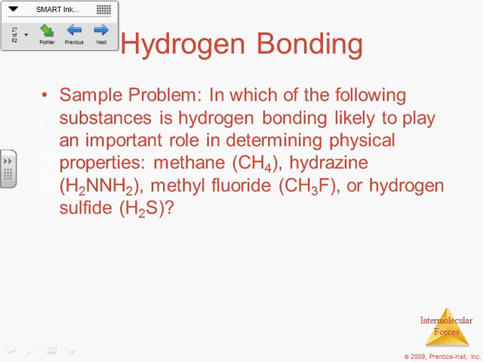So, sample problem here. In which of the following substances is hydrogen bonding likely to play an important role in determining physical properties? We've got methane, hydrazine, methyl fluoride, and hydrogen sulfide. We need to draw Lewis structures for some of these, probably. The first one, it's fairly obvious that it does not have any hydrogen bonding, because hydrogen has to be bonded to nitrogen, oxygen, or fluorine in order for this to happen. So there is no hydrogen bonding there.